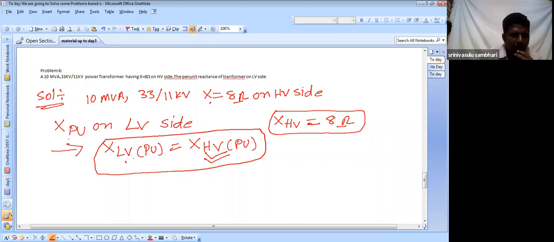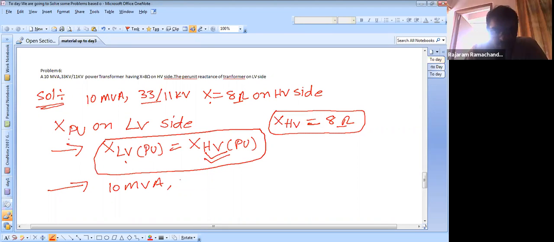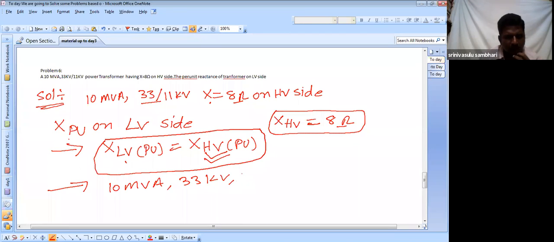Already one more conclusion here. The primary base value is valid only for the primary side. The secondary base value is valid only for the secondary side. Similarly, the high voltage base value is valid only for the high voltage side, and the low voltage base value is valid only for the low voltage side. Here, 10 MVA is the same for the high voltage side and the low voltage side. Now tell me, which one is the high voltage here? 33 kV.